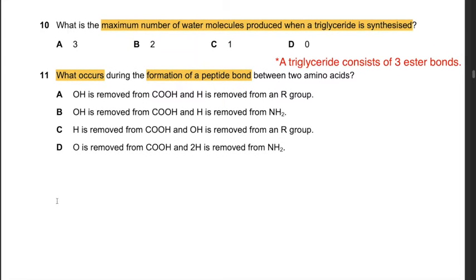Question 10. What is the maximum number of water molecules produced when a triglyceride is synthesized? A triglyceride consists of 3 ester bonds as it undergoes condensation reactions to form 3 water molecules. Hence, when a glycerol molecule joins with 3 fatty acids, 3 water molecules are produced. Therefore, the answer is 3, as 3 is the maximum number of water molecules produced when a triglyceride is synthesized. Hence, A is the correct answer.